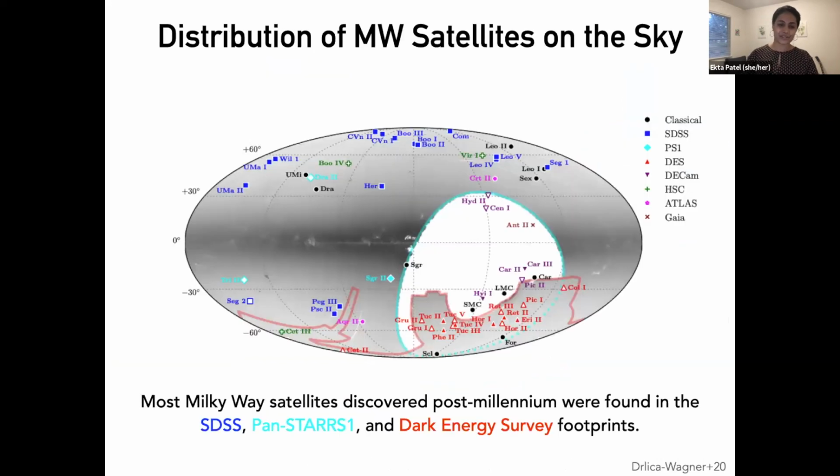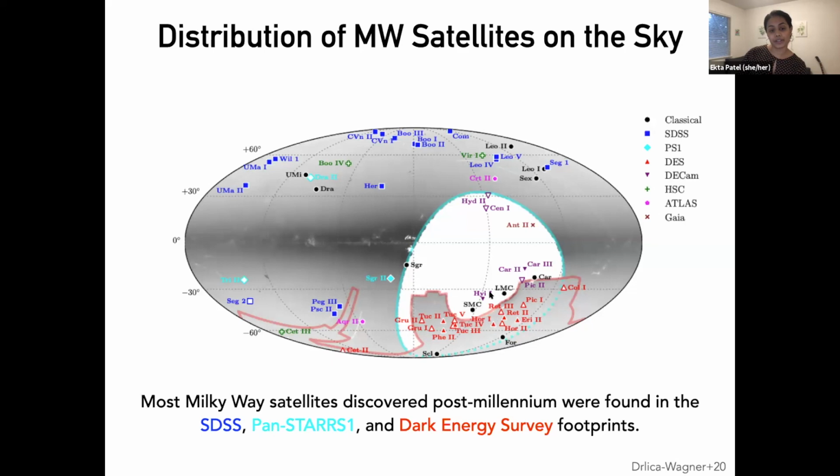So these satellites are distributed all across the northern and southern sky. A majority of them were found in the Sloan Digital Sky Survey, which are the points shown in blue. A handful were also discovered in Pan-STARRS. And then your eyes are probably drawn to this region in the south here, which are the satellites that were discovered in the Dark Energy Survey, and the Dark Energy Survey's footprint is quite centered around the Small and Large Magellanic Clouds, which are shown here.